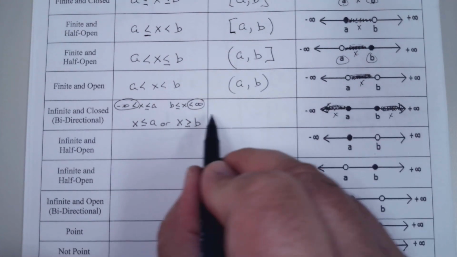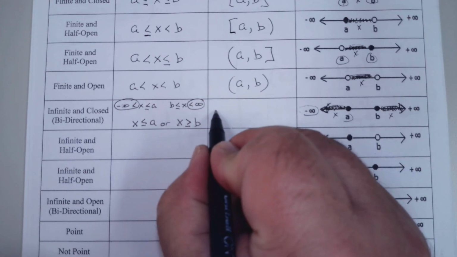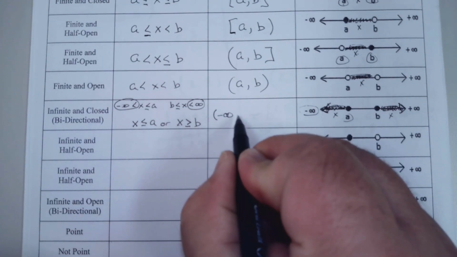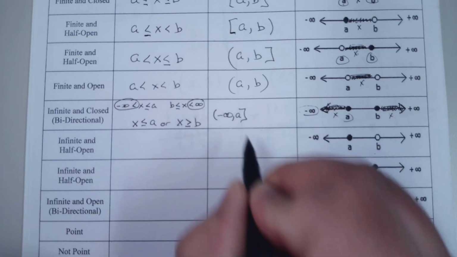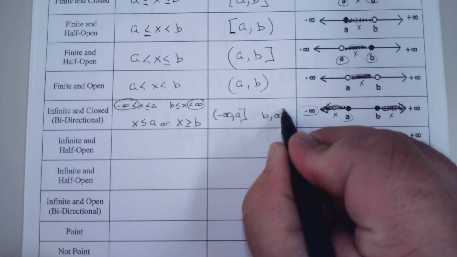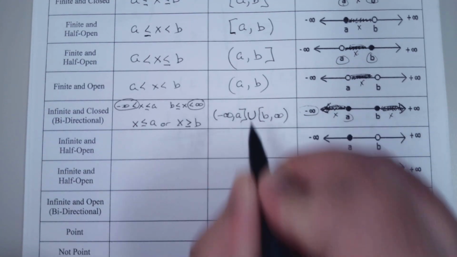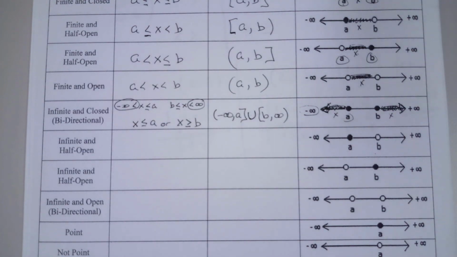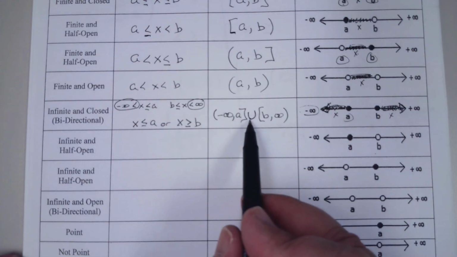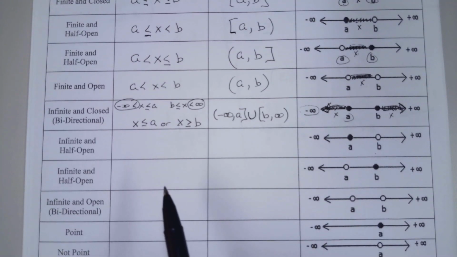Now for the intervals, again, we're going to have two different sets. We start at negative infinity, go to a, then start at b and go to positive infinity. The U symbol means or. It's just a different form of using the word or in different symbol notation.